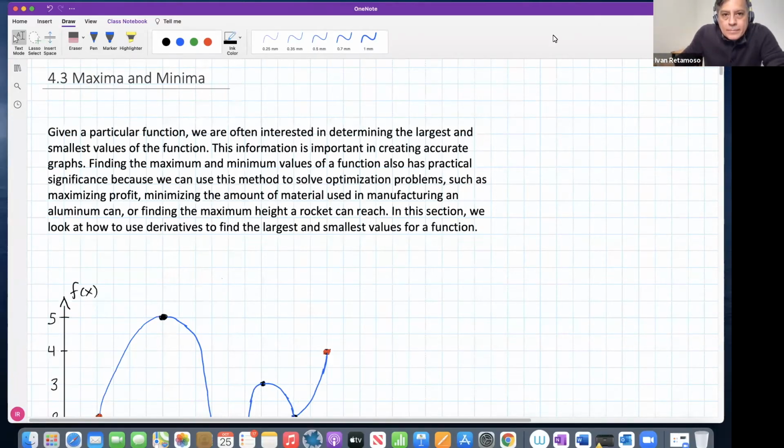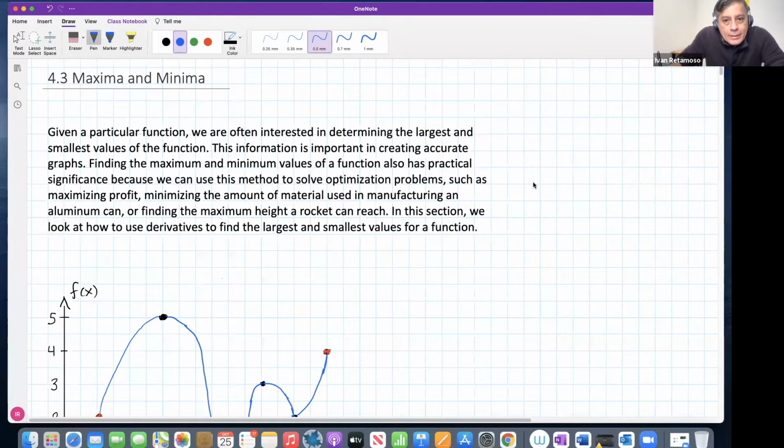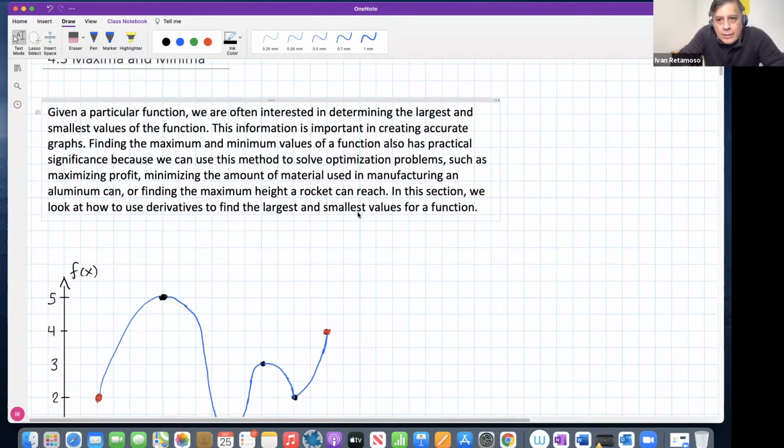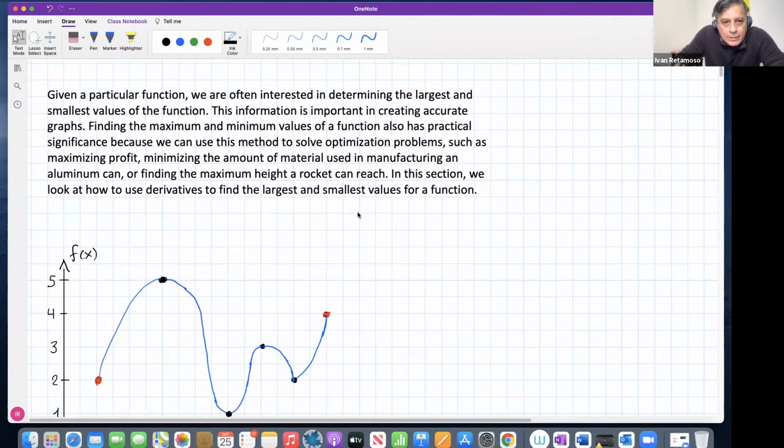Great, it's recording now. So let's talk about section 4.3, maxima and minima. Given a particular function, we are often interested in determining the largest and smallest value of the function, right? Let's say you are a CEO, you have access to the cost function for the production of items in your company. You may be interested in how low your cost could be, right? What is the minimum value for your cost function to keep everything running?